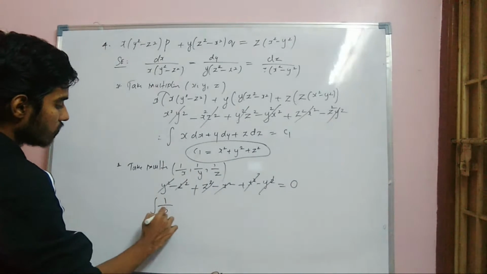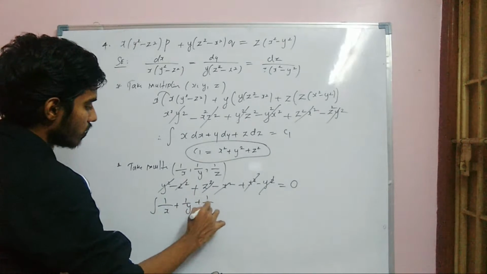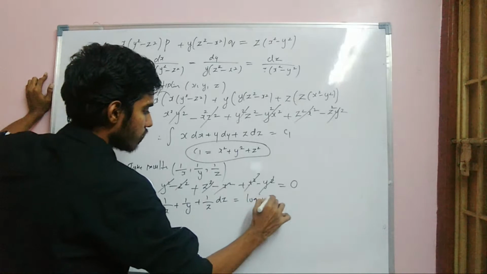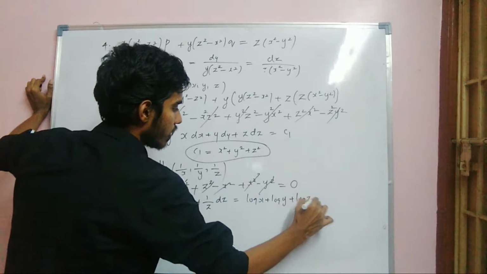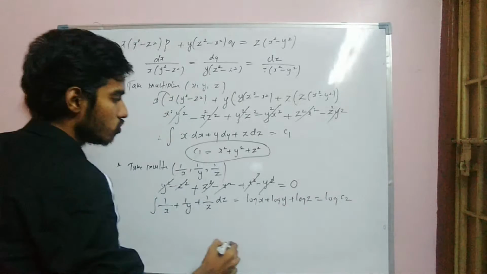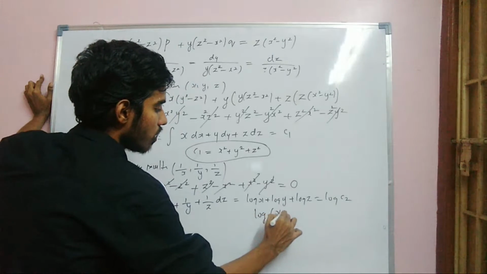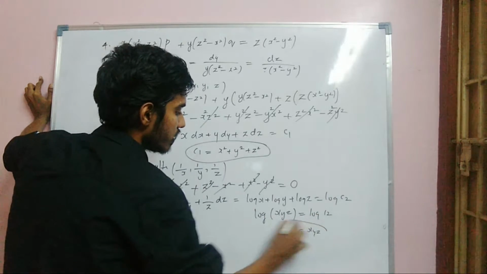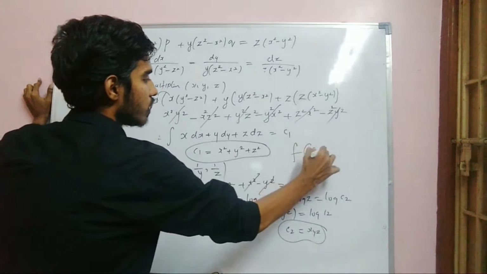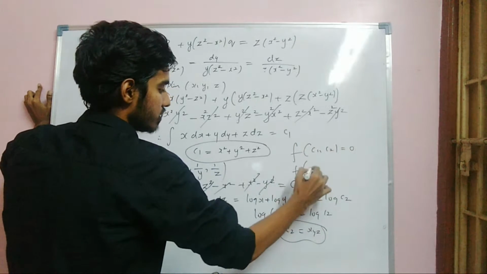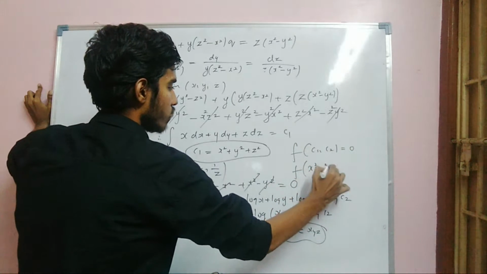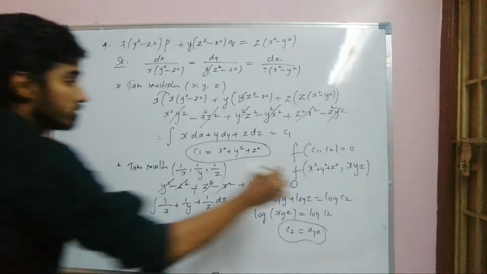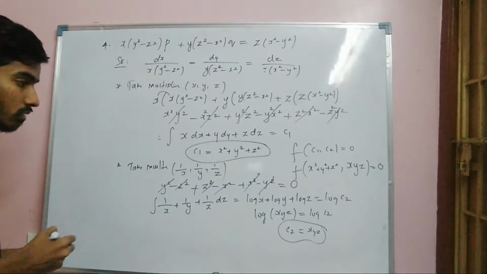So the integration of 1/x dx + 1/y dy + 1/z dz is one of the solutions. So this is nothing but log x + log y + log z, and I am taking the constant to be equal to log c2. So I can write this as log xyz = log c2, so c2 is equal to xyz. Therefore the solution is f(c1, c2) = 0, where c1 is x² + y² + z², and c2 is xyz. This is one of the solutions.